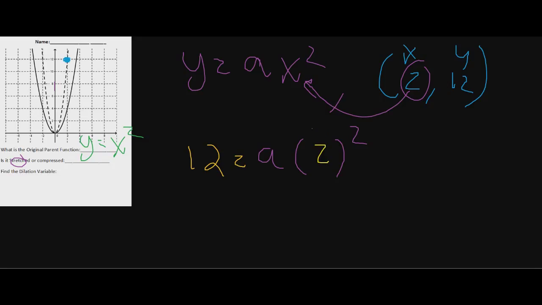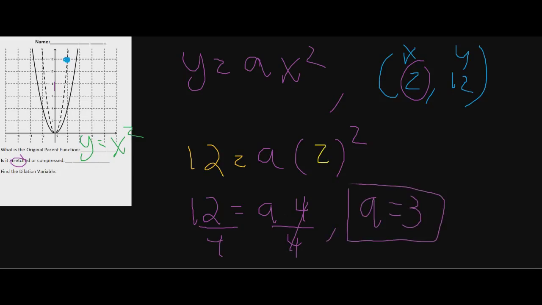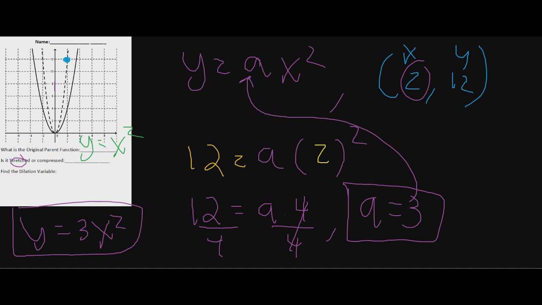All right, so if we go to solve that equation, we're going to get 12 equals a times 2 squared, which is 2 times 2, which is 4. We divide 4 to both sides. So we're going to get a is equal to 3. Now we have our equation: y equals 3x squared, because all we're doing is taking our 3 and plugging it back in for a.